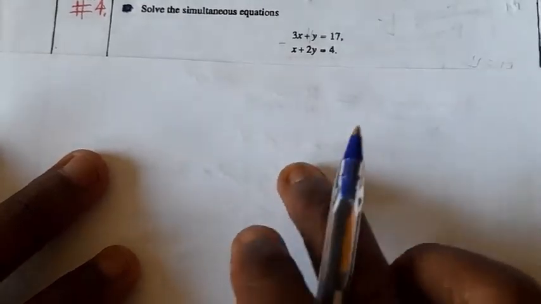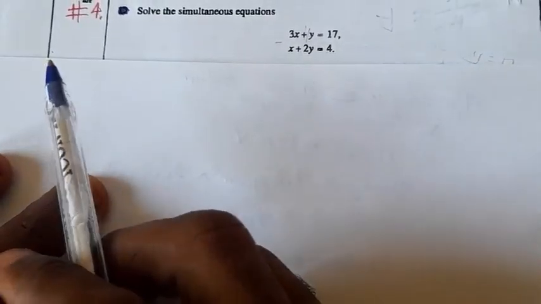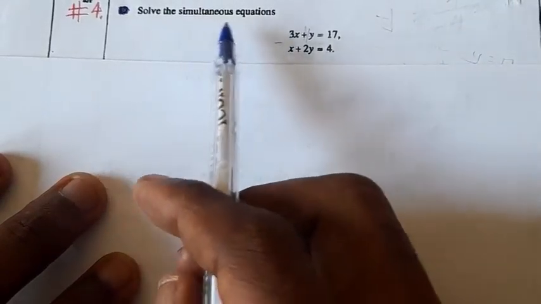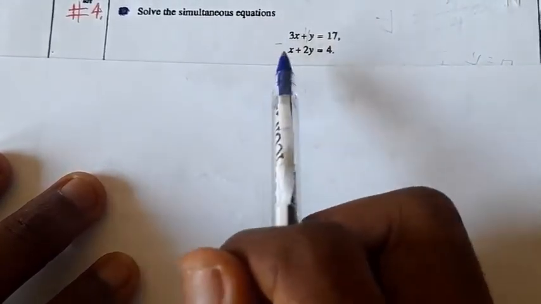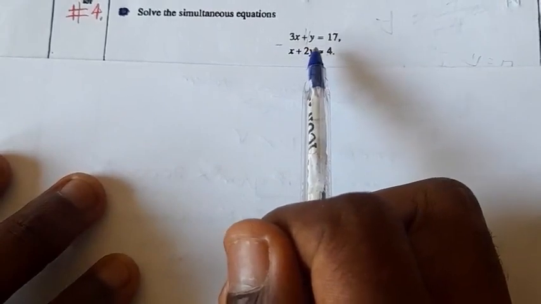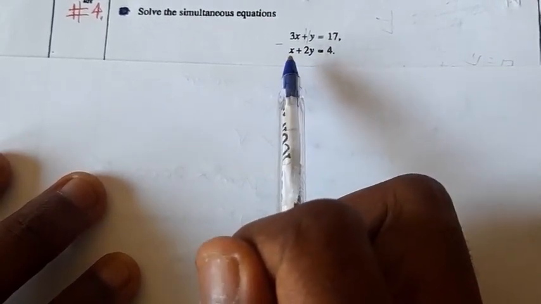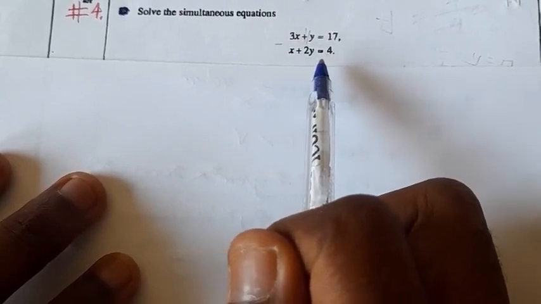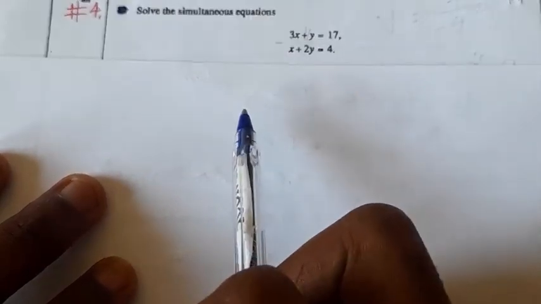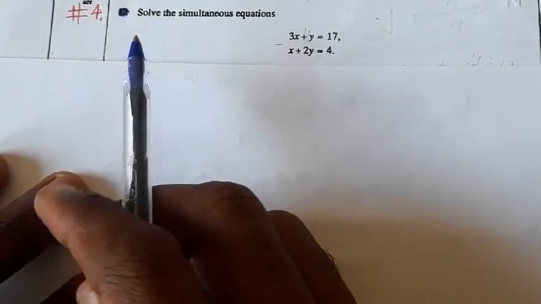Simultaneous equation. Number 4 is simultaneous equation. Solve the simultaneous equations. 3x plus y is equals to 17, and x plus 2y is equals to 4. That's how it reads. This is how we solve it.